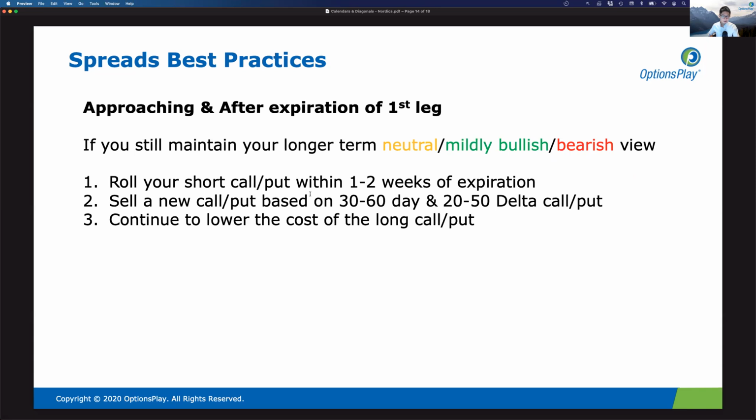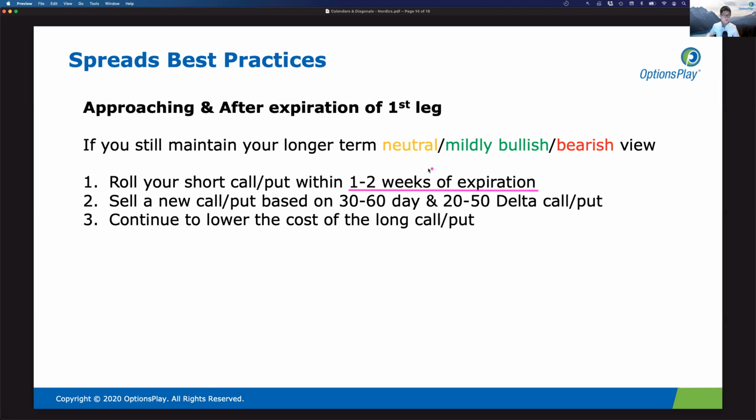Because as you approach expiration of the short leg, you generally want to close that out within 1 to 2 weeks of expiration. Like I said, if you hold on to that short leg in that last week, you have a lot of gamma risk, and you generally want to avoid that gamma risk. And one way to do so is just by rolling or closing out these trades 1 to 2 weeks from expiration. And what you want to do is sell a new call or a put depending on your views.